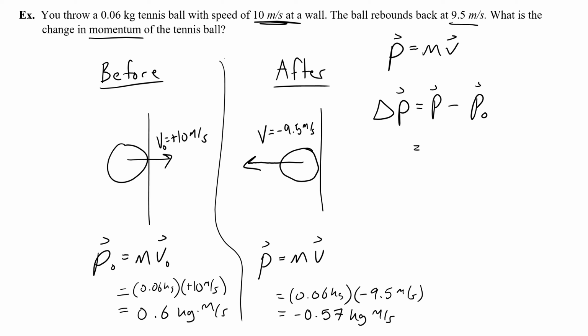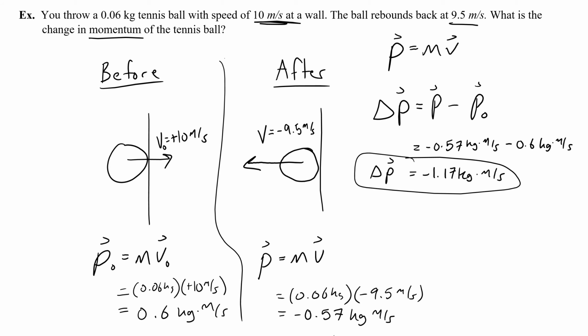Sometimes it's common to write it that way. Well, let me just do the numerical example, and then we'll talk about this. The momentum at the end is negative 0.57 kilogram meters per second of momentum, right? That's the final. And then I subtract the initial, which is 0.6 kilogram meters per second. And you'll notice I have a negative number minus a positive number, so I actually get a bigger negative, negative 1.17 kilogram meters per second. So that would be the change in momentum.